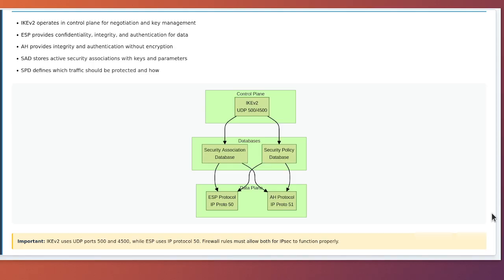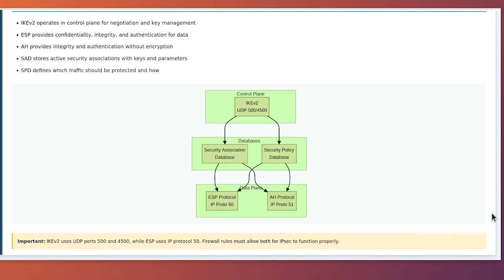In the middle layer, we have the security protocols themselves. Authentication header, or AH, provides data integrity and authentication but not encryption. It ensures that packets haven't been tampered with and verifies their origin. Encapsulating security payload, or ESP, provides confidentiality through encryption plus integrity and authentication. In modern implementations, ESP is almost always used because encryption is critical for protecting sensitive data.